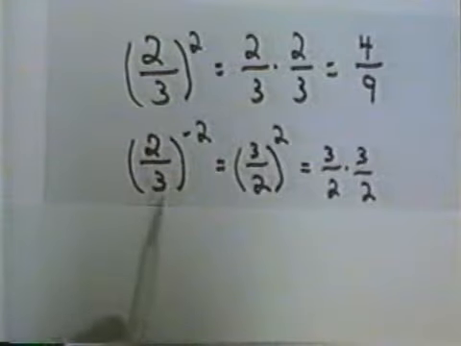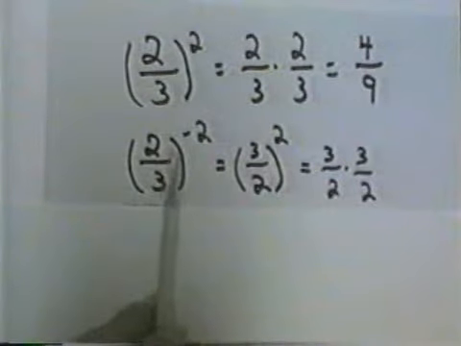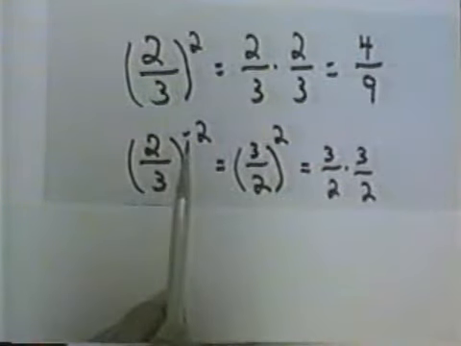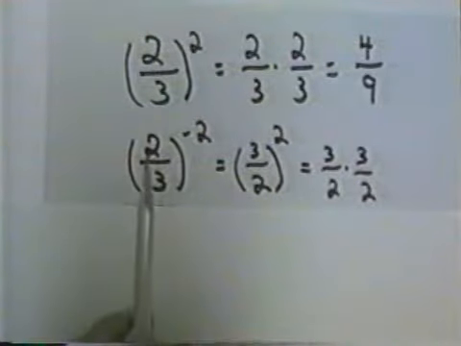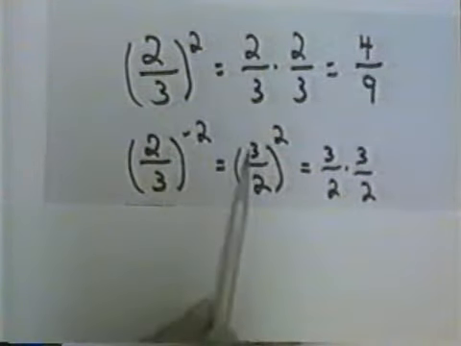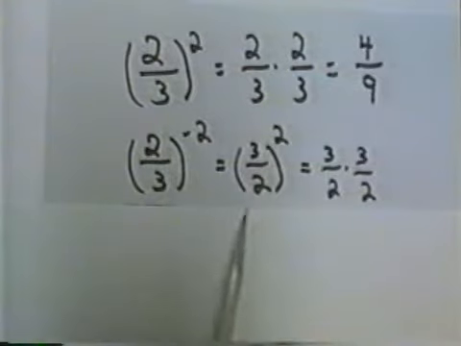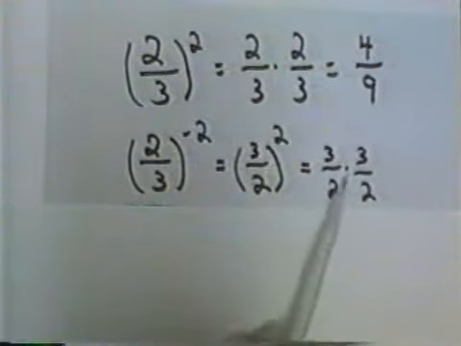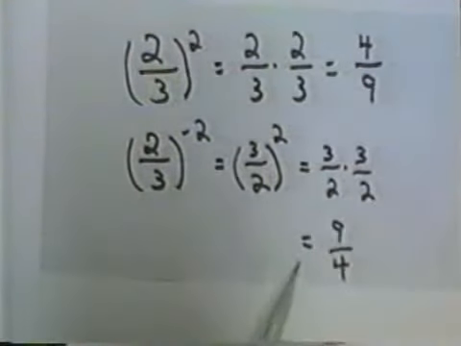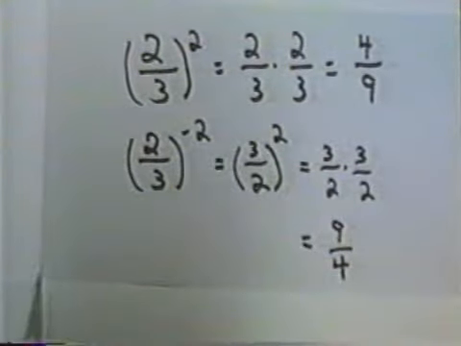Now if you have 2/3 to the negative 2, then the negative exponent tells me to take the reciprocal of the base. The reciprocal of 2/3 is 3/2. So 2/3 to the negative 2 would be 3/2 to the positive 2. 3/2 to the positive 2 means 3/2 times 3/2, which is 9/4.